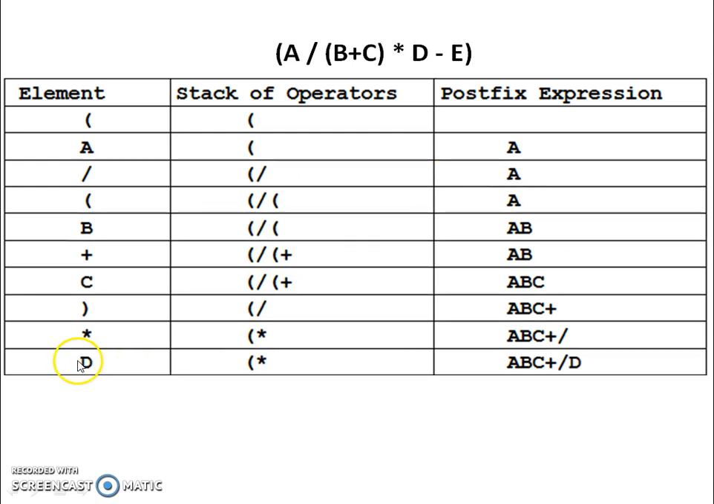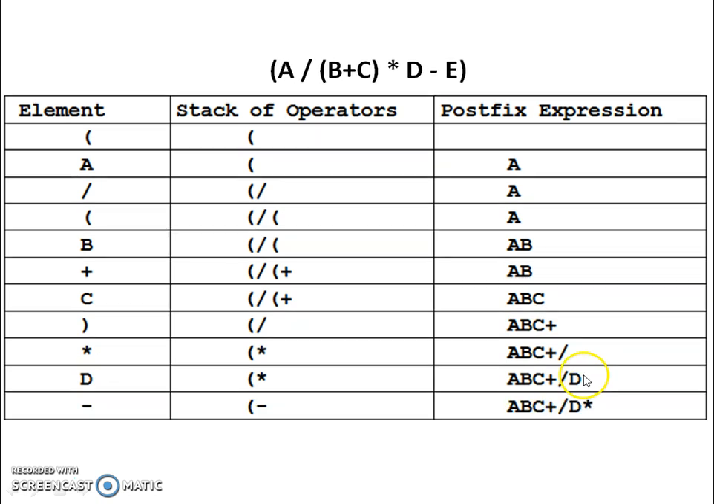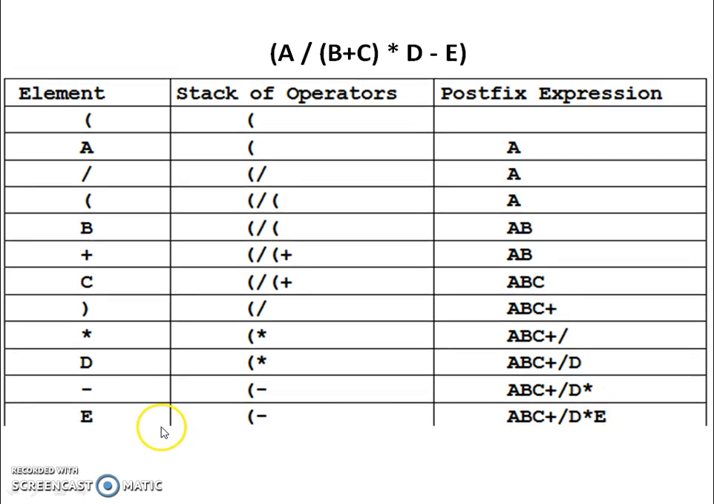Now we are scanning another element, which is D. D has to be placed in this postfix expression. Then a minus sign. Now the minus sign has the lower priority and the asterisk has a higher priority. So you'll pop out this asterisk sign and place it in the postfix expression. Then E has to be placed in this postfix expression.